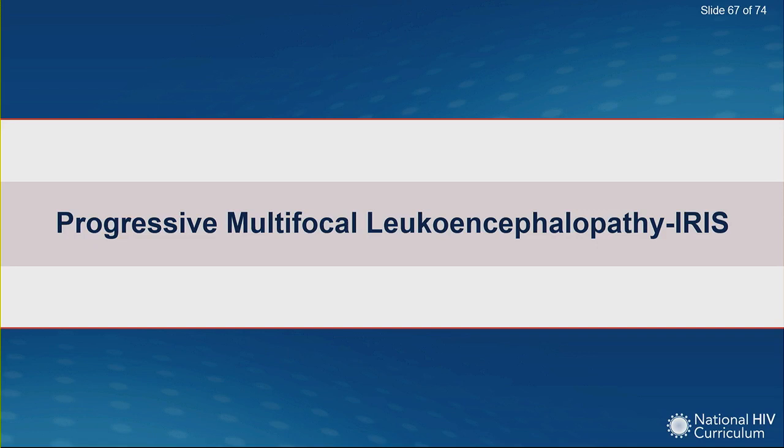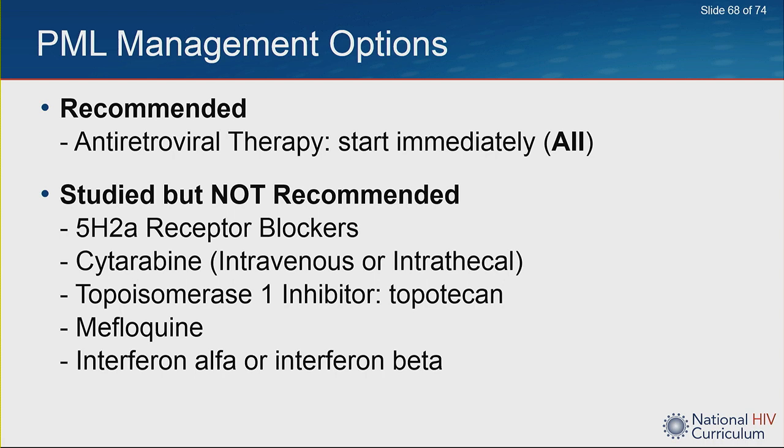Okay, let me now shift gears to PML, progressive multifocal leukoencephalopathy. The first question that comes up is, because this is such a bad disease, what can we do to better treat PML? So maybe the IRIS would be blunted or we'd have better options for this.